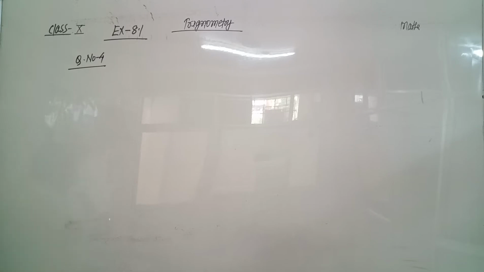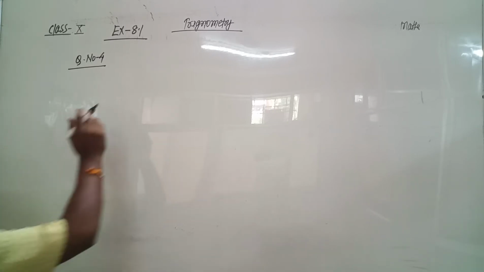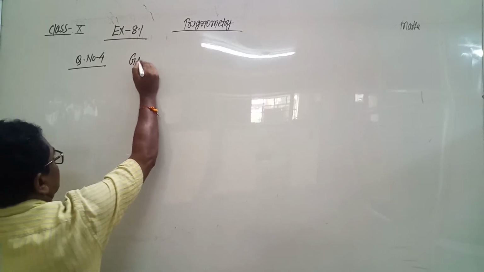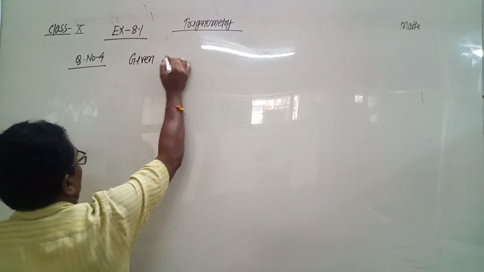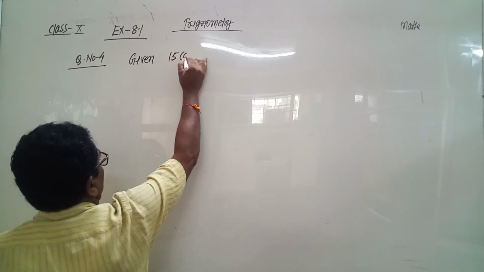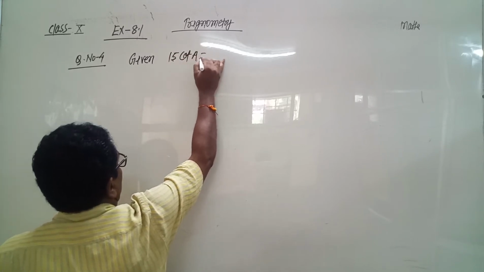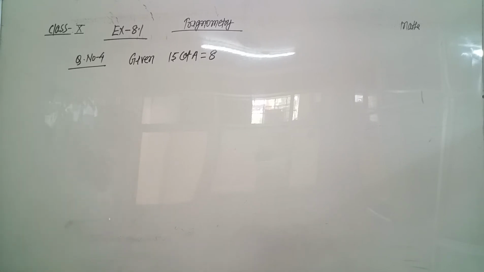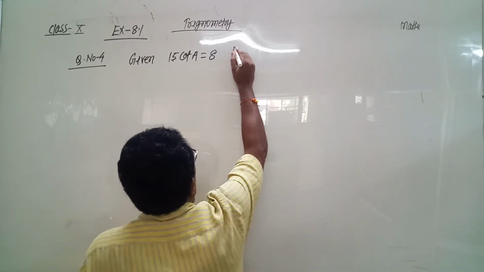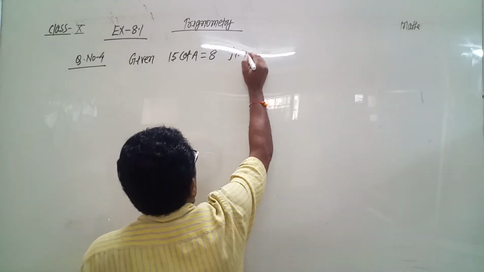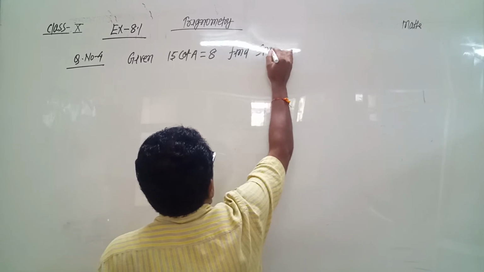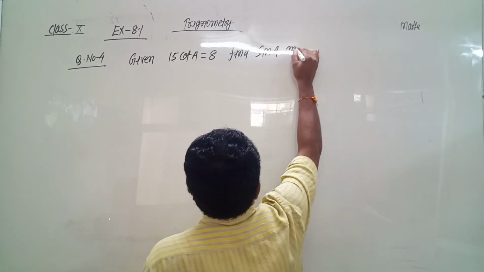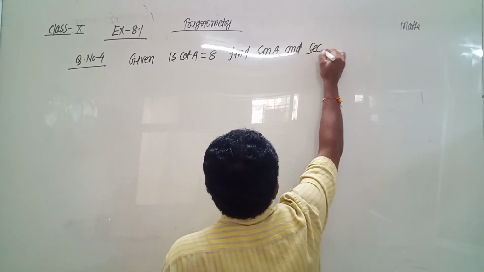Question number 4. It is given that 15 cot A equals 8. Find the value of sin A and the value of sec A.